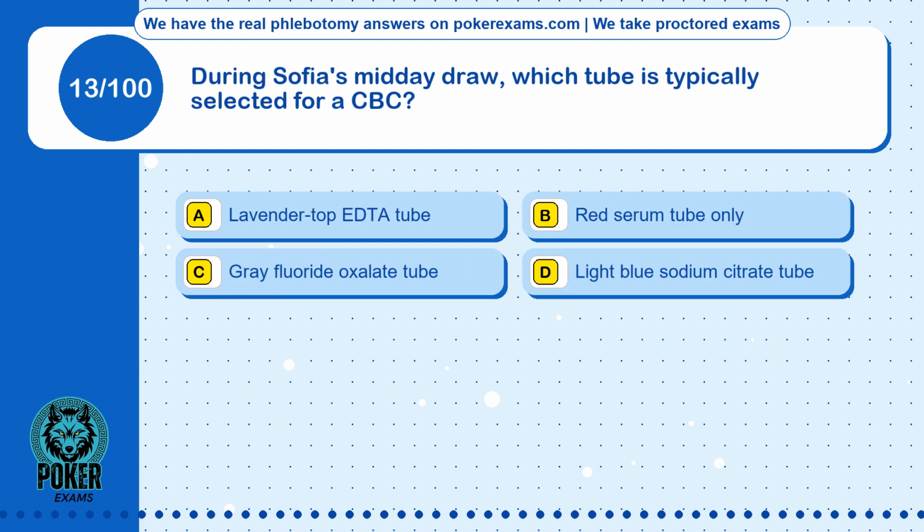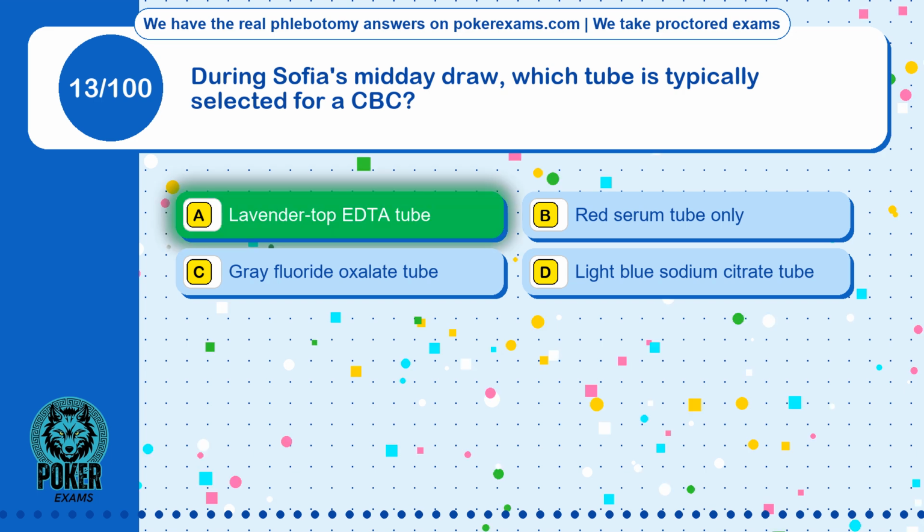Question 13. During Sophia's midday draw, which tube is typically selected for a CBC? Option A, lavender top EDTA tube. Option B, red serum tube only. Option C, gray fluoride oxalate tube. Option D, light blue sodium citrate tube. The correct answer is option A.